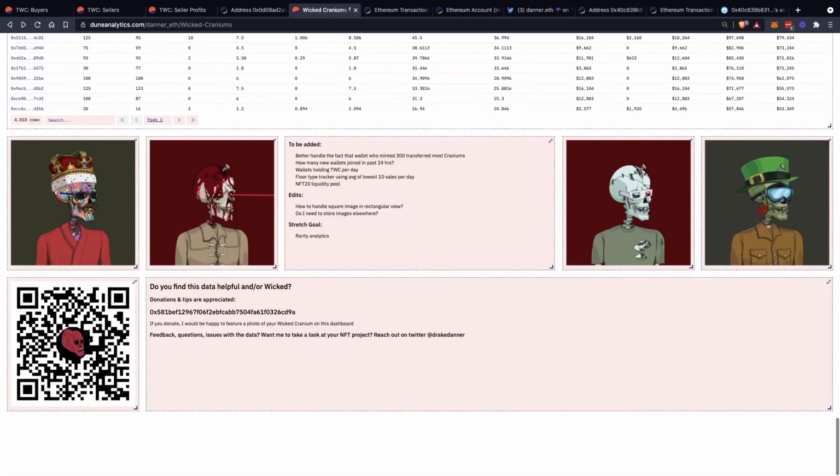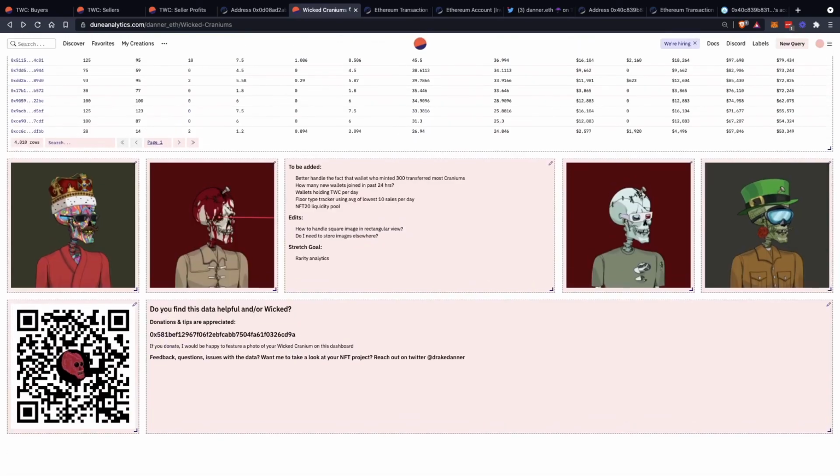Now, a couple more items that we're going to have to go over at some point is, as I mentioned, handling the fact that there is this wallet that really whale minted and it's showing up across the board in a lot of these different query result sets, but made these transfers that need to be handled. I'd also like to take a look and see how many new wallets are joining within the past 24 hours and maybe look at a holder history.